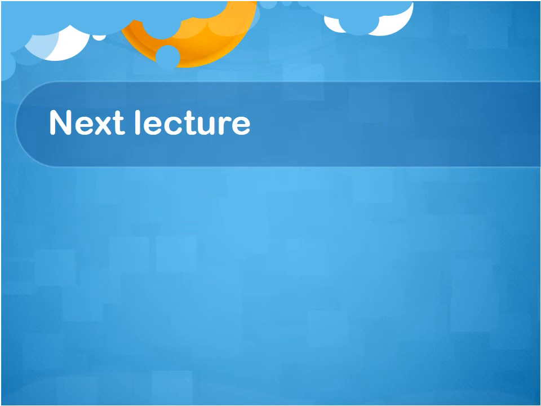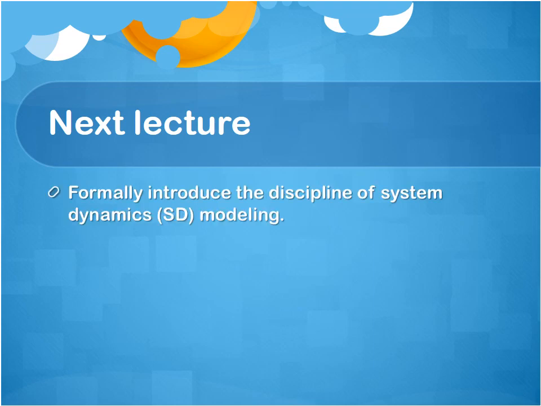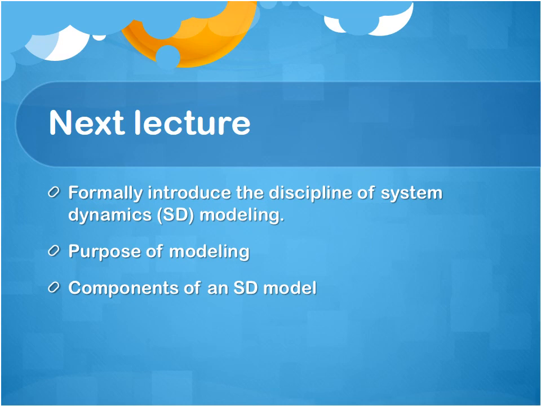So we're getting to the end of this lecture, and I want to look ahead at what we're going to be doing next. Next, we're going to be formally introducing the discipline of system dynamics modeling. So we're going to be looking at this modeling concept a little bit more formally and more accurately. We're going to explain the purposes of modeling, with a little bit more detail than what we explained today, and we're going to work on understanding the components of a system dynamics model, and gradually building a system dynamics model.